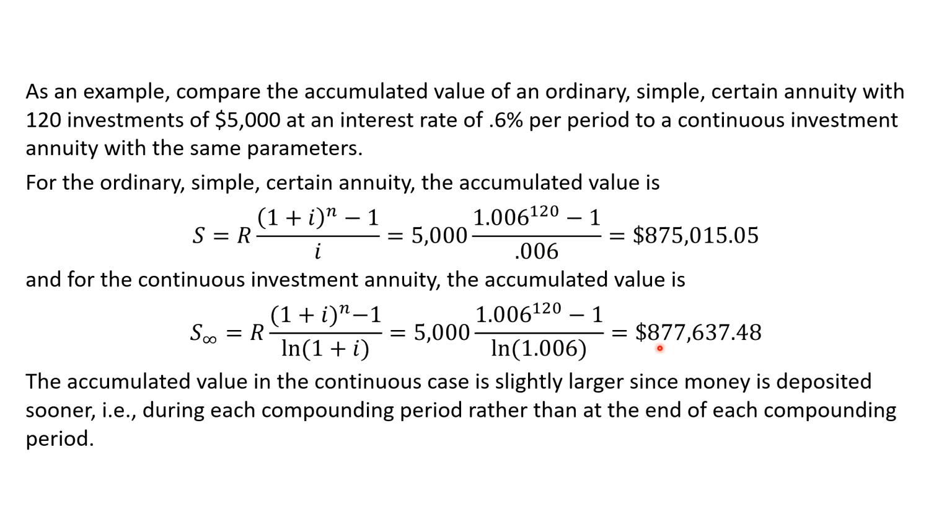And again, you notice we get slightly more money here at the end of the term of the annuity because we're continuously putting money in, which I've stated here. The accumulated value in the continuous case is slightly larger since money is deposited sooner, i.e., during each compounding period rather than at the end of each compounding period. Keyword here is during.